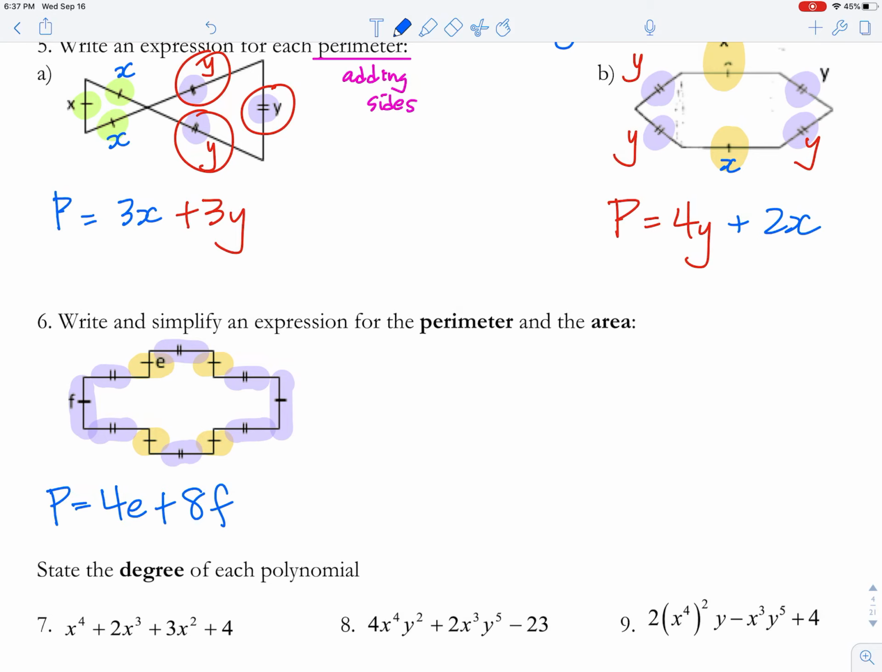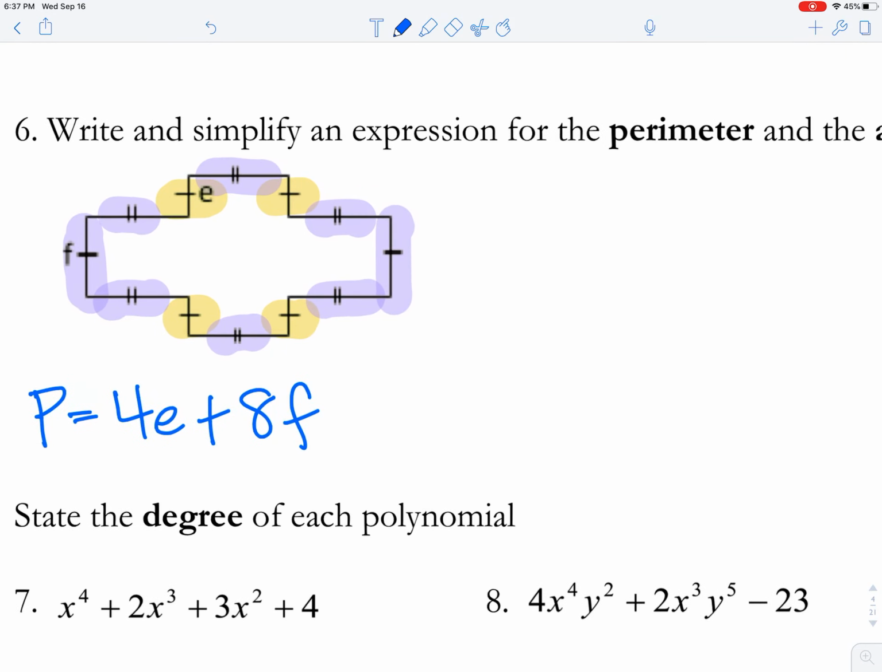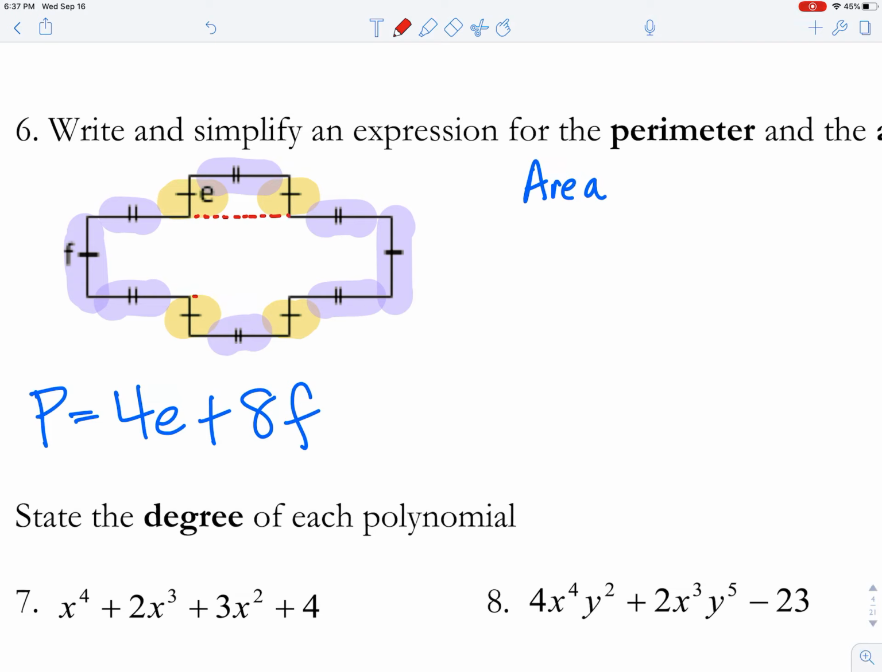Now the area is going to be a little bit trickier. For the area, I'm going to split this into 3 shapes. So I'm going to take this and I'm going to do a dotted line across here. And I know that the length of this is going to be the same f, but I'm going to call this shape 1 and this shape 2, and then this big longer one through the middle I'm going to call 3.